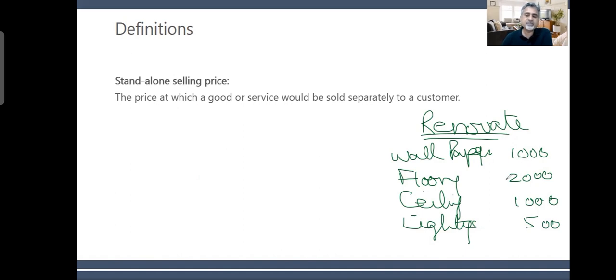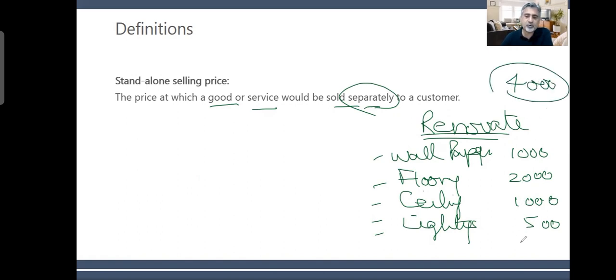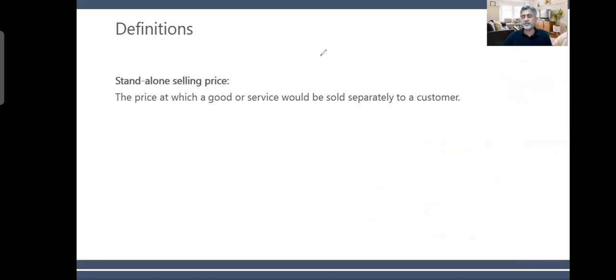So if you see them, these are called the standalone prices. We say the price at which a good or service would be sold separately. But then we made a deal with someone that I will give a contract to some party, you come in and I agree with them $4,000. So there is clearly a discount of 500, because if you see them total, it makes 4,500. So this is my package deal for 4,000. Standalone prices are these ones. So we need to understand the terminology standalone price.